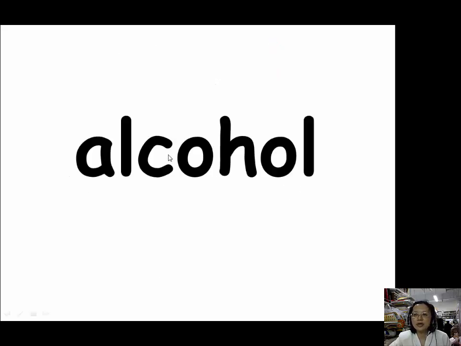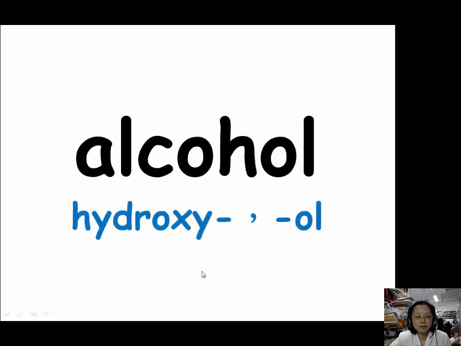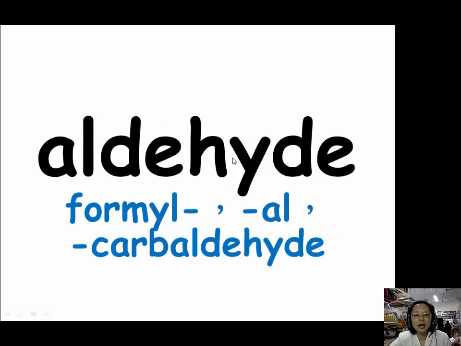Let's review what we just learned. For alcohol, we can use the prefix hydroxy, or the suffix ol. For aldehyde, we have one prefix and two suffixes to use. One prefix is formyl, and the suffixes are al and carbaldehyde.